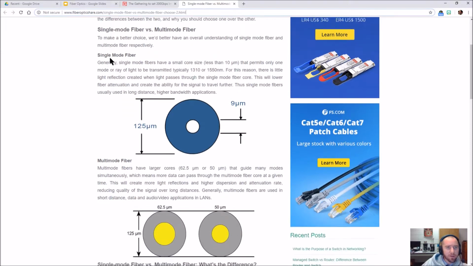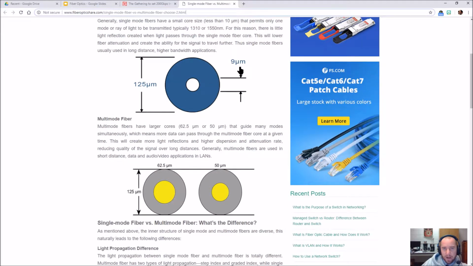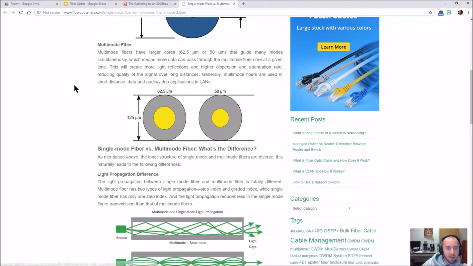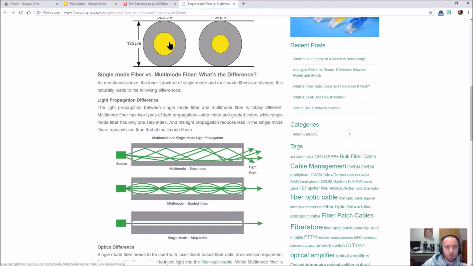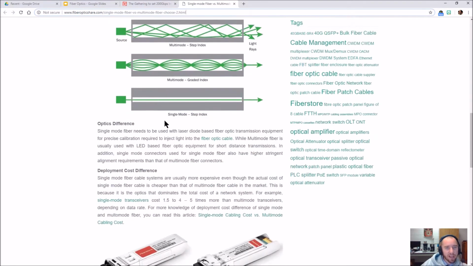So then the author of the article goes on to say, to make a better choice, we'd better have an overall understanding of single mode fiber. So then they'll talk to you about that. Generally, single mode fibers have a small core size, so this is 9 microns right there. That's how you say that abbreviation. Multi-mode fibers have larger cores, all right. Two types of larger core. You got 62.5 microns and 50 microns. They got 3 different types of indexes they're showing here.